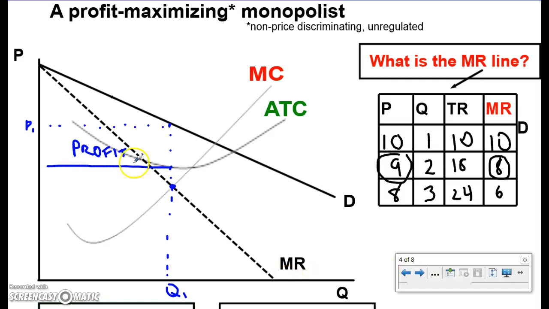Now, a monopolist is not guaranteed a profit. You can imagine a situation where the ATC curve is, for example, up here. If this is the ATC curve, they might be a monopolist, but it doesn't really matter because of the average total cost of production. Marginal revenue crosses marginal cost here. They can sell for this amount, but it costs this amount to produce each unit. Okay, that monopolist is taking a loss, and they would just go out of business.